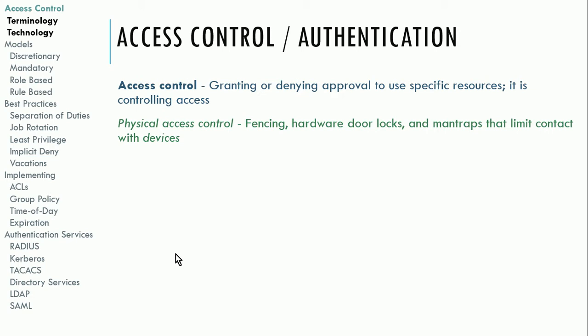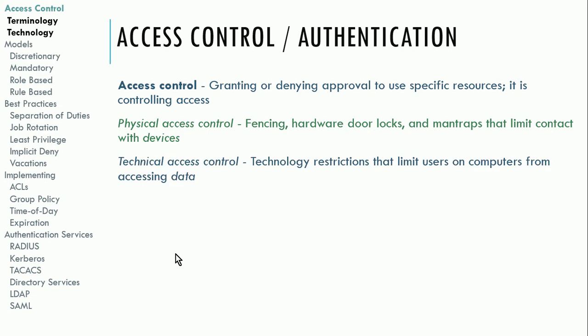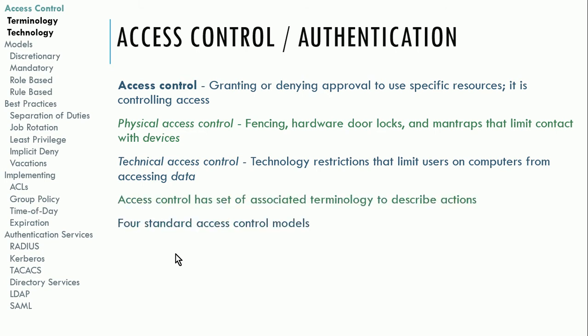So access control is granting or denying approval to specific resources based on who they are and what they're allowed to do. We've certainly discussed in other courses, I'm sure, physical access control like fencing, hardware door locks, man traps, and so forth. Well, we also have technical access controls, which are technology restrictions to limit users on computers from accessing data. So access control is a set of associated terminology that describes those functions. And there are 4 standard access control models, which we're going to talk about, and some terminology.